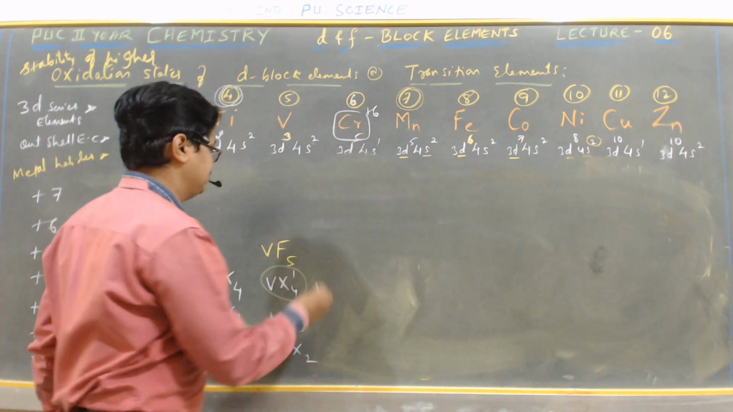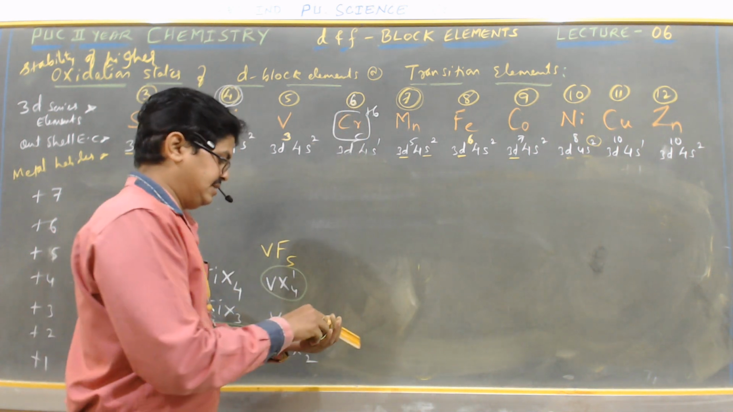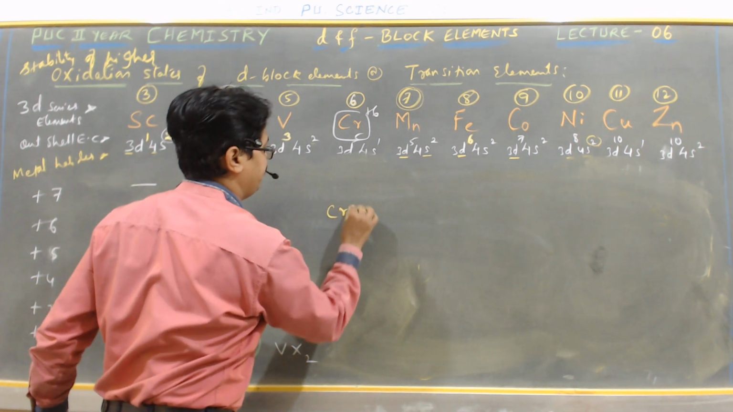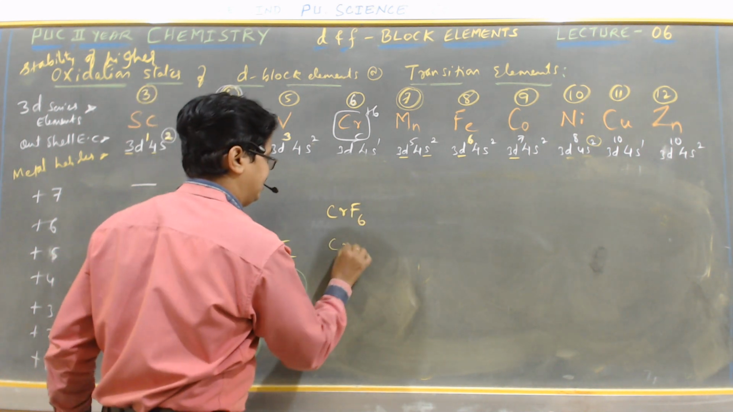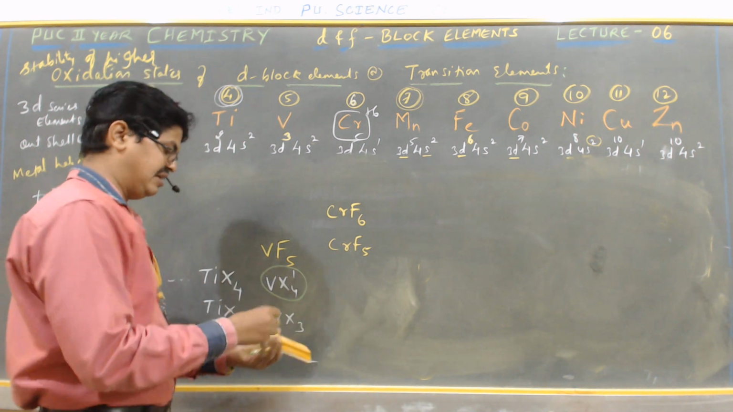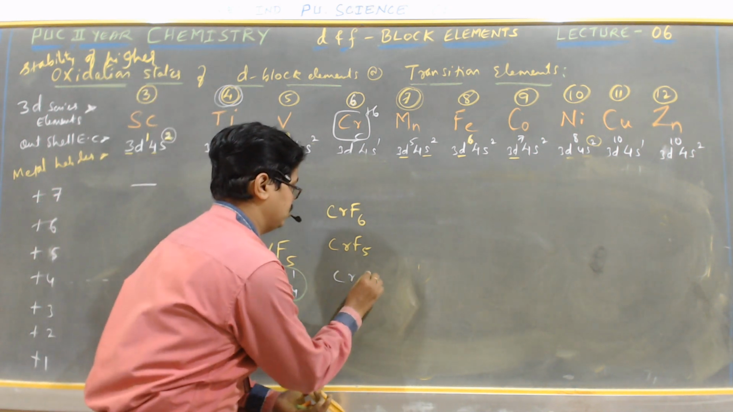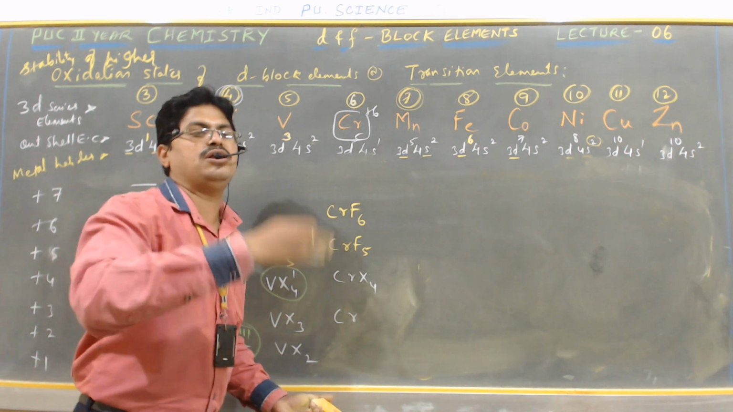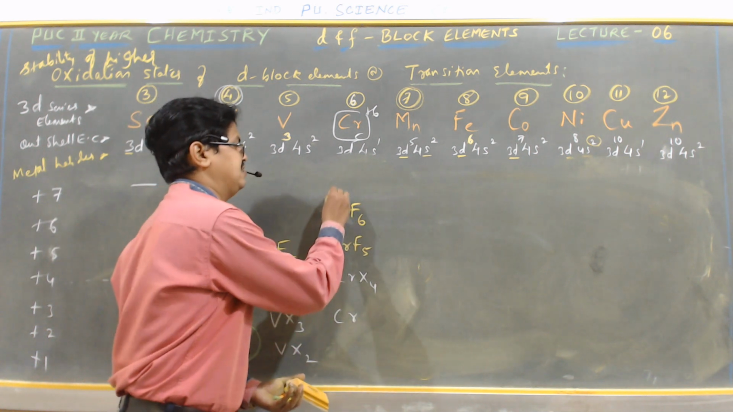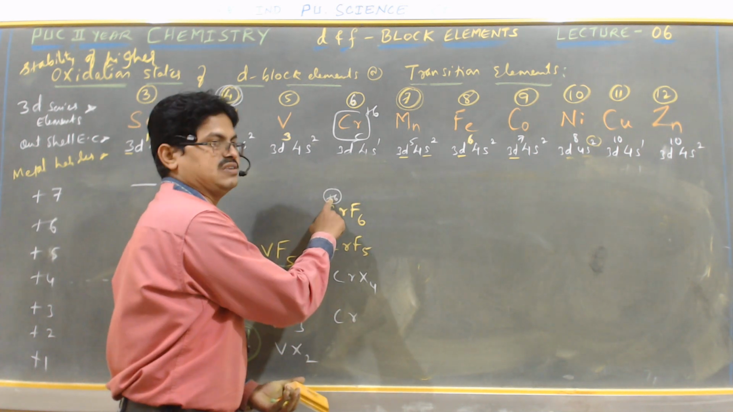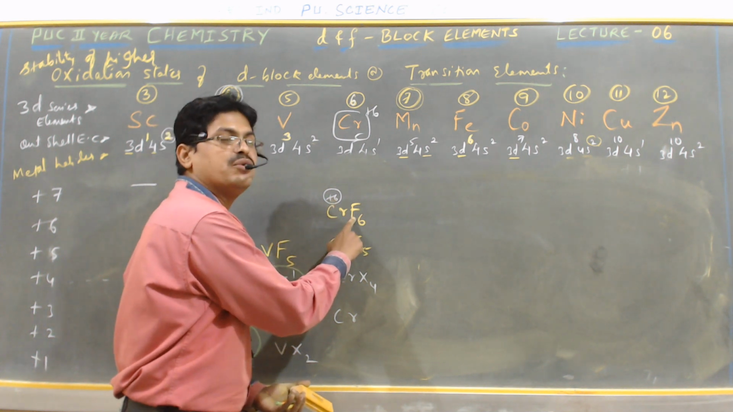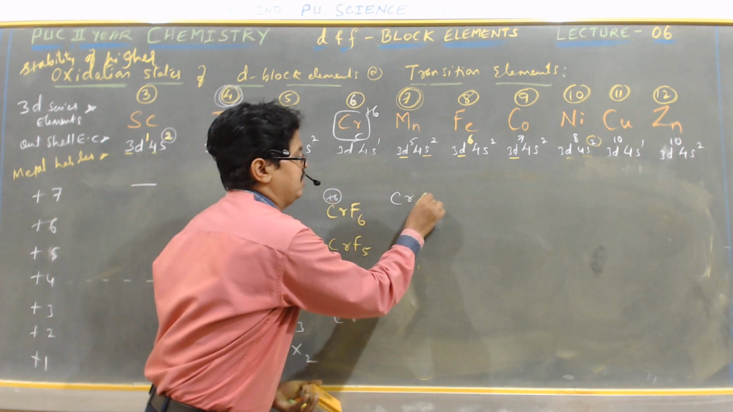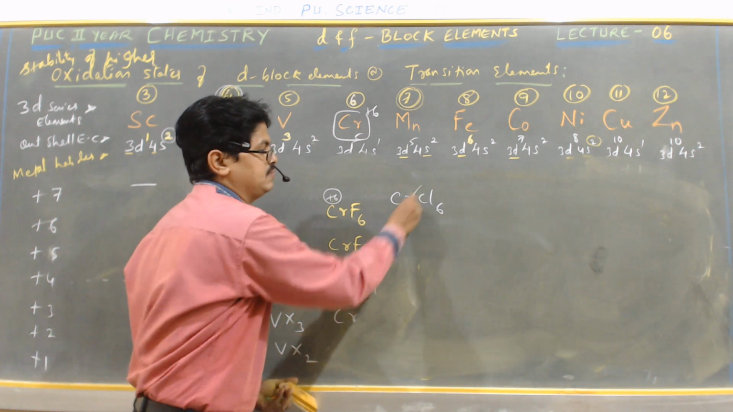highest oxidation state is plus 6. Means with respect to not all the halides, it is stable only with respect to hexafluoride, and plus 5 state with respect to pentafluoride. Others with respect to tetrahalide. All X means all the halogens will come: fluorine, chlorine, bromine, iodine. But with respect to plus 6 oxidation state, here chromium is plus 6. With respect to plus 6, only with fluorine it is stable. Only with the fluoride it is stable. Not chlorine, hexachloride. It is not stable.